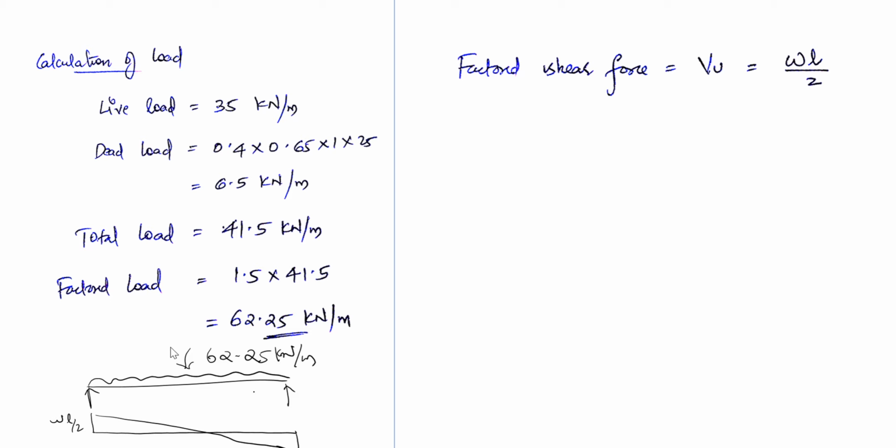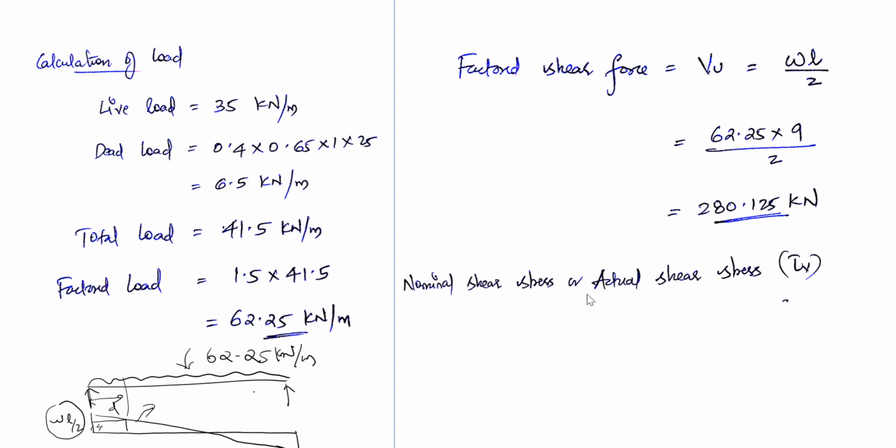We will not consider the critical section, because the critical section is at a distance of d from here. So there won't be any variation, but if it is safe here, it will definitely be safe there also. So the factored shear force is WL by 2, that is 62.25 into 9 by 2, nearly 280.125 kilonewton. So we need to design the beam for resisting a shear force of this much.